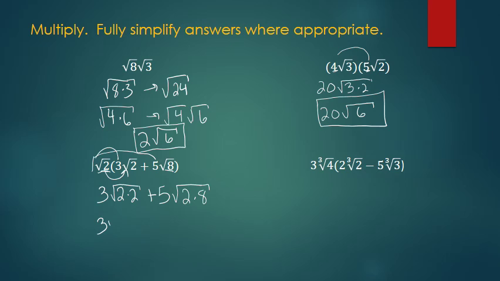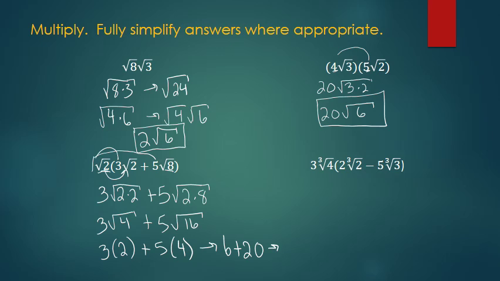All right, now I'm going to go ahead and combine under the root. So I get 3 square root 4 plus 5 square root 16. Now I can simplify both of those. I get 3 times 2, because the square root of 4 is 2, plus 5 times the square root of 16, which is 4. Okay, so my next step is to multiply. So 3 times 2 is 6, plus 5 times 4 is 20. So my final answer is 26. So notice I didn't end up with any roots at the end because everything simplified out to whole numbers.